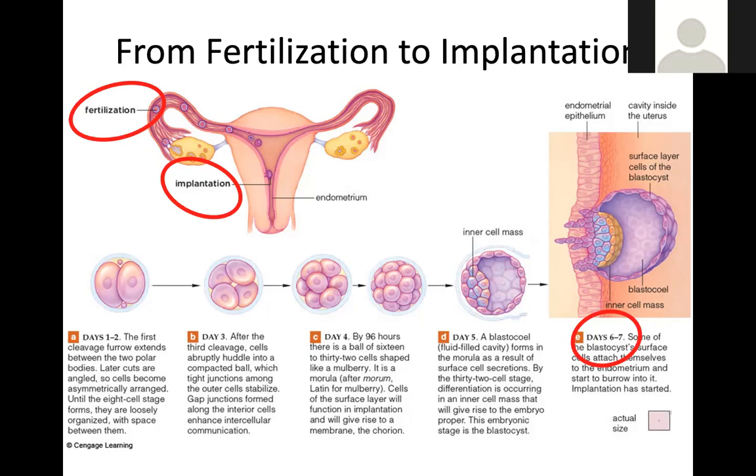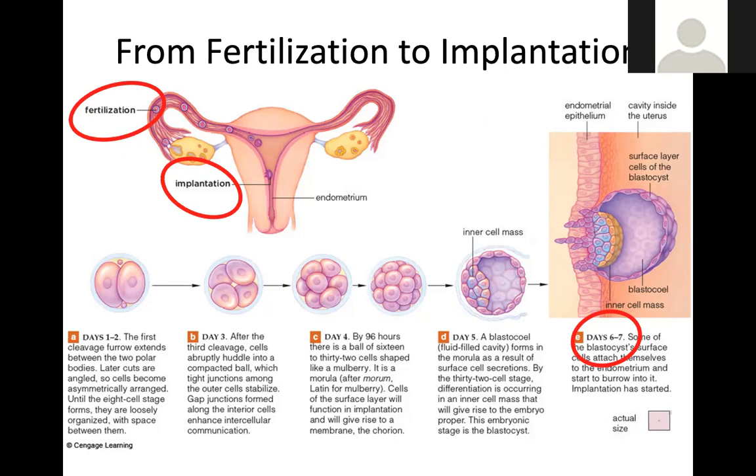Okay, so these cleavage furrows are ready to split. It later cuts at an angle, so the cells become asymmetrically arranged until the 8-cell stage forms. They are loosely organized with space between them. Okay, so this is the very, very beginning. We're talking cellular level here. We now have like 2 to 4 cells. Okay, that's very small.